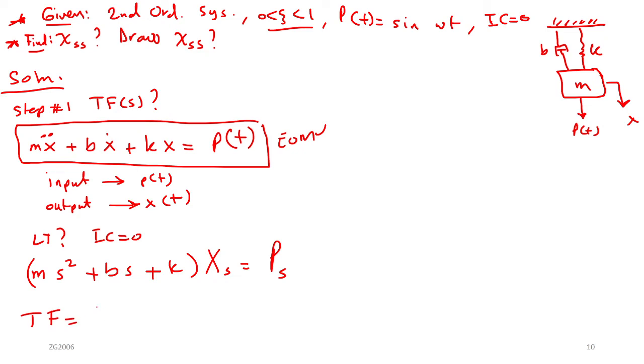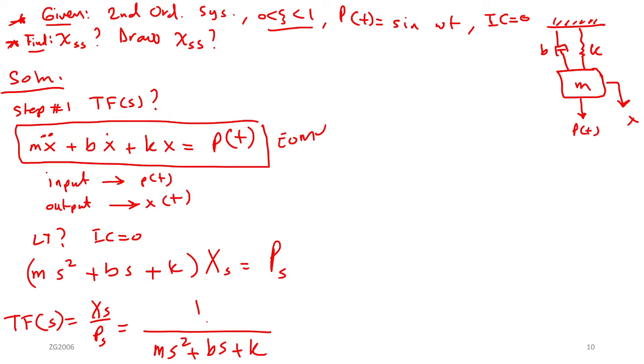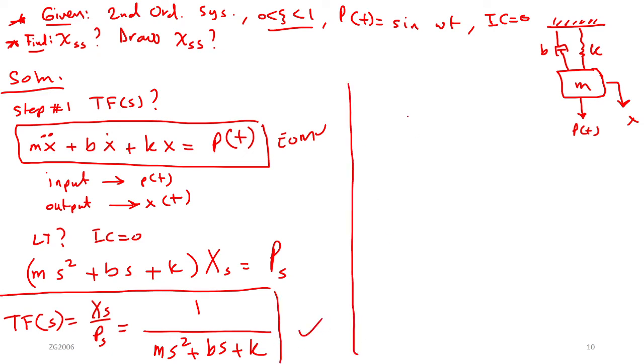So the transfer function I'm looking for, the output X of s over the input P of s, will be 1 over m s squared plus b s plus k. Remember, this is my transfer function with only one variable, the s. It's in the s domain. Let me write it so you can remember. This is step number 1.